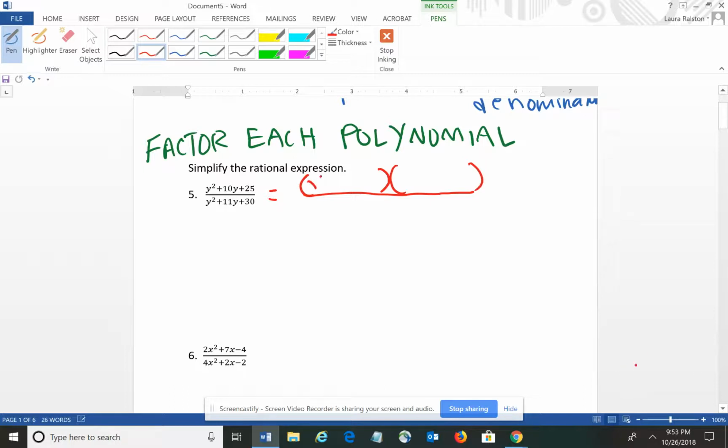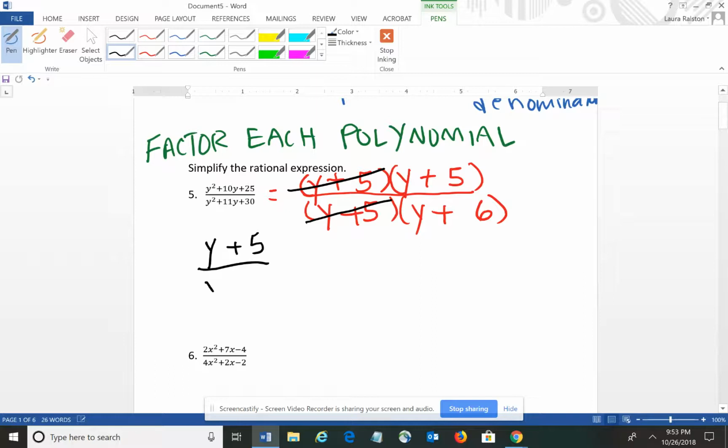But what we can do is we can factor it into individual pieces. And so I would have y and y, pair of numbers multiplies to 25 and adds to 10. I believe that's 5 and 5. And I want a plus and a plus. In the denominator, I would have y times y. And then I need a pair that multiplies to 30 and adds to 11. I believe that would be 5 and 6. And they both would be positive. And see, then what I notice, once I've divided it up into its individual pieces, is that I have y plus 5 as a unit in the numerator and the denominator. So they will divide out. Some people say cancel. So that ultimately we have y plus 5 over y plus 6.